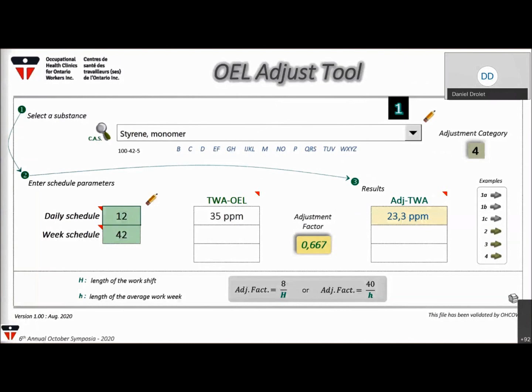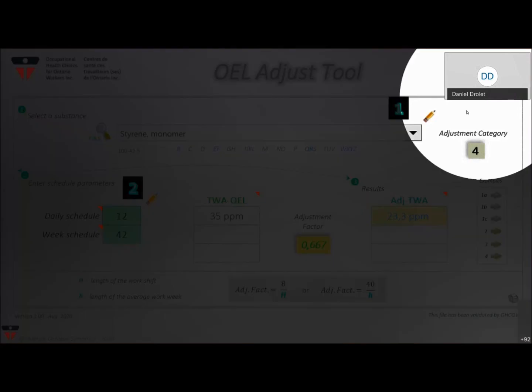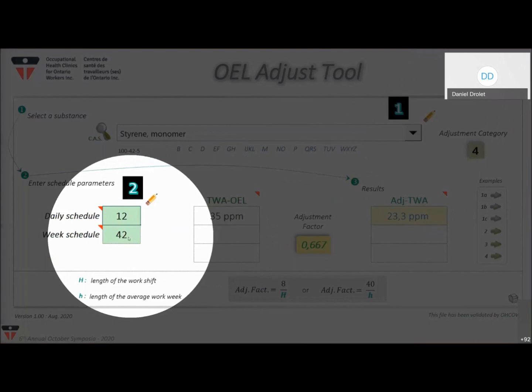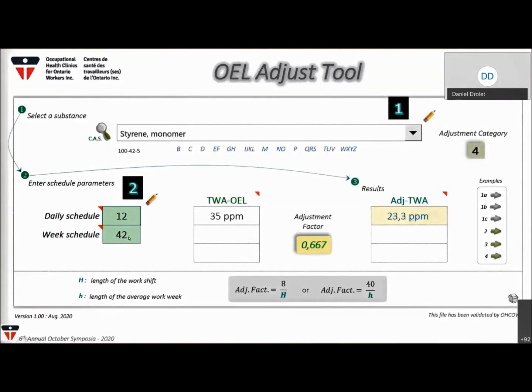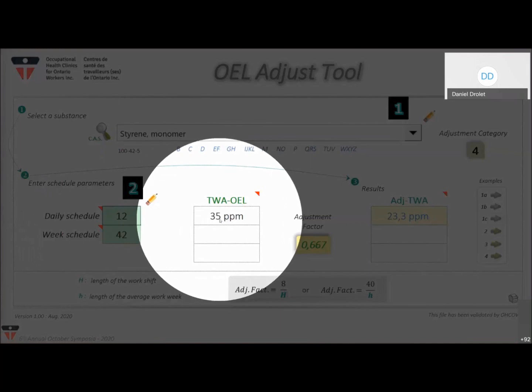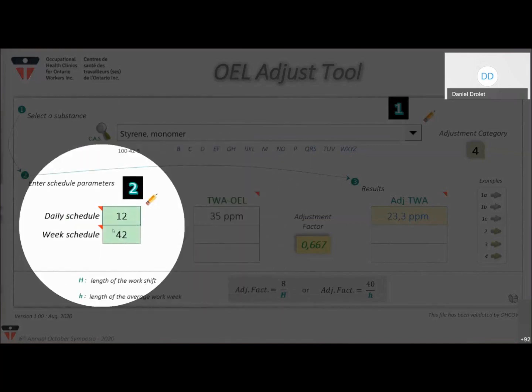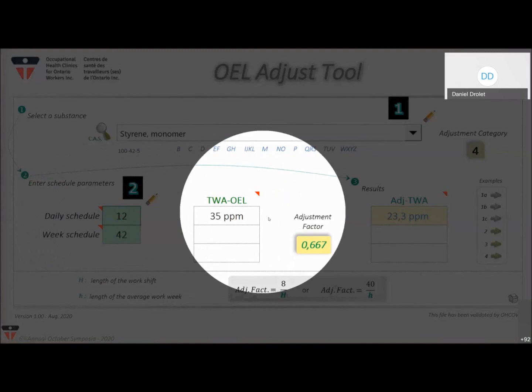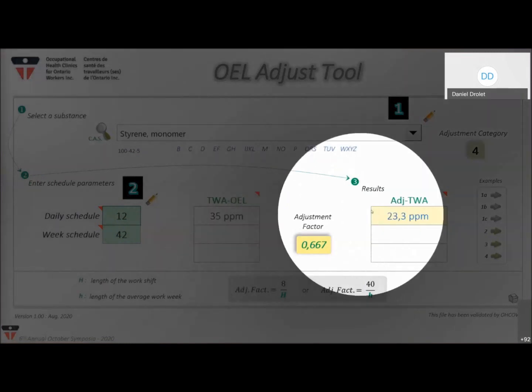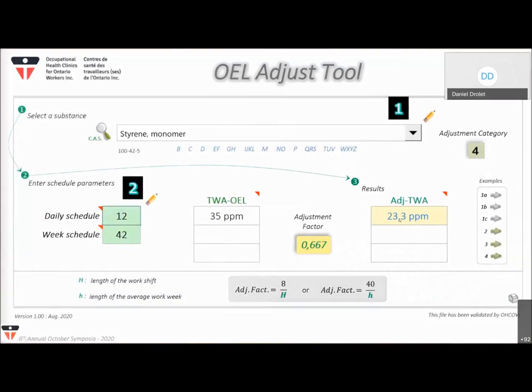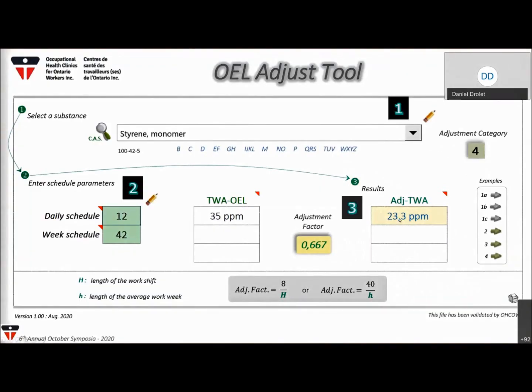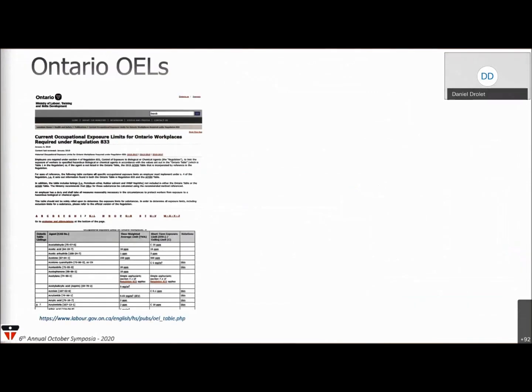So this is step number one. Step number two, you have to enter the daily schedule and/or the week schedule, depending on the adjustment category of the substance. When you enter the substance, you have the original OEL, and when you enter the daily and the week schedule, we can calculate an adjustment factor, and the result, the three-step process, is the adjusted TWA. So it is as simple as that.